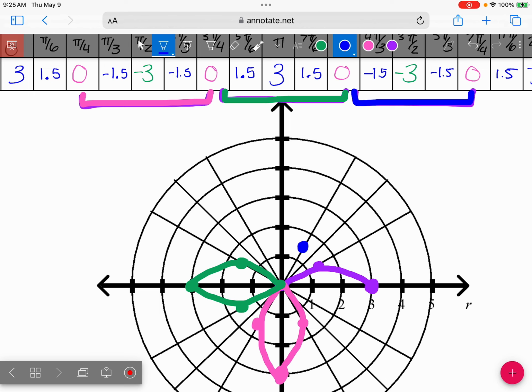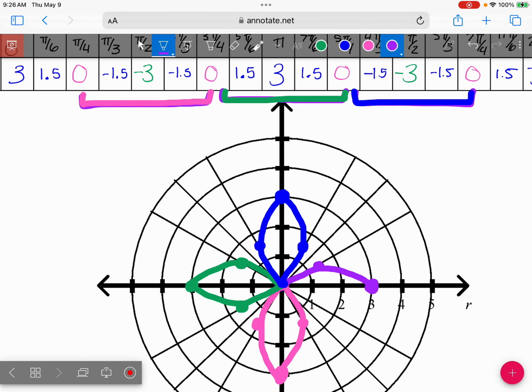3 pi over 2, negative 3, which puts it way up here. 5 pi over 3, negative 1.5, which puts it up here. And then our 7 pi over 4 was a 0. So we get a petal that looks like this.